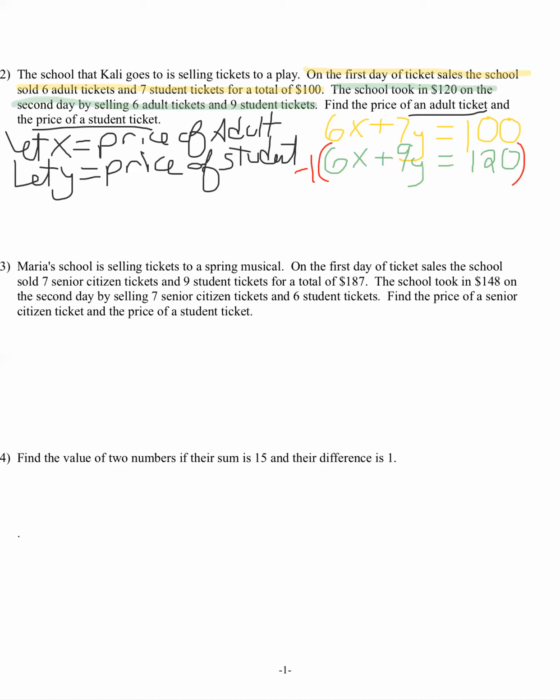So now what I'm going to do is I'm going to rewrite the yellow equation. Wish I had more room here, but I don't have much. 6x plus 7y equals 100. And now I'm going to take that green equation and multiply it by -1. So that's now a -6x minus 9y equals -120. And now I'm ready to add those equations together because I have that pair of opposites.